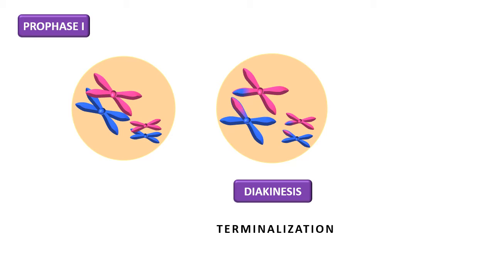It is during the last stage of prophase 1 that the nucleolus disappears, the nuclear membrane disintegrates, and spindle fibers begin to form.